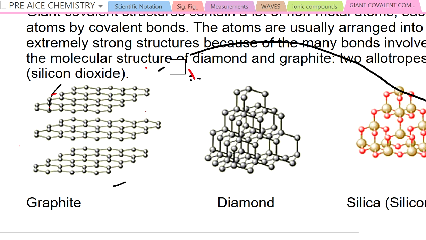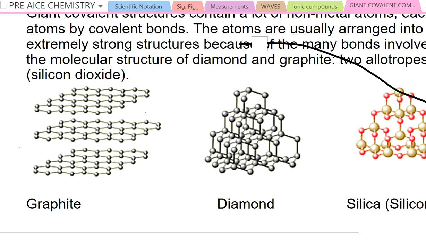Now, look at the other two structures that we have here. The second structure is called diamond, the regular diamond. And you're going to say, oh, it's made of carbon, so can we burn a diamond? Yes, you can.